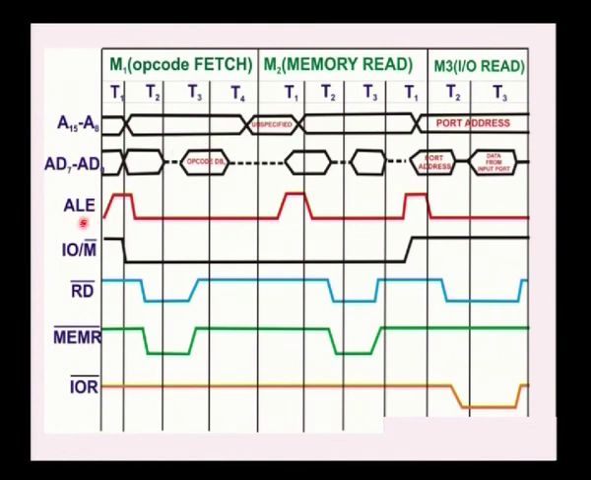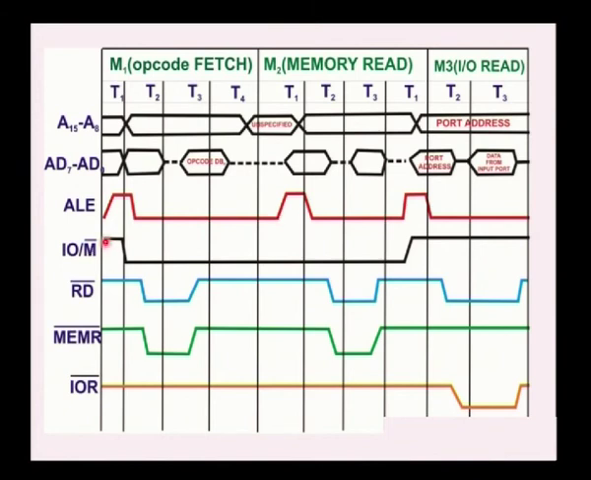The ALE signal is the address latch enable; based on the name, it will latch only the address. When the latch is enabled, it will hold the address. During the first T state of all machine cycles it is high, so it will read the address on this cycle.